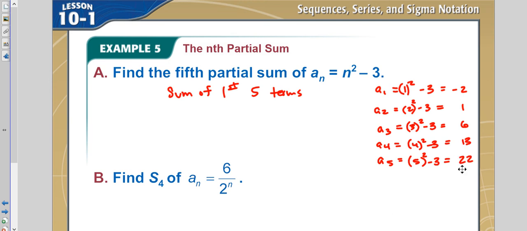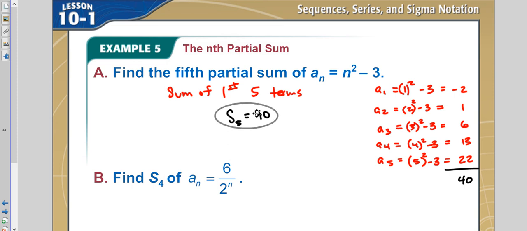Now all we need to do is add up these numbers. So negative 2 and 1 gives us negative 1. Add 6 is positive 5. Now we have 13. Add 13, that we get 18. Add 22, that we get 40. So the partial sum, how you do that is you do S with a 5. That S stands for sum. That 5 tells you the first 5 numbers is 40. And this is your answer.